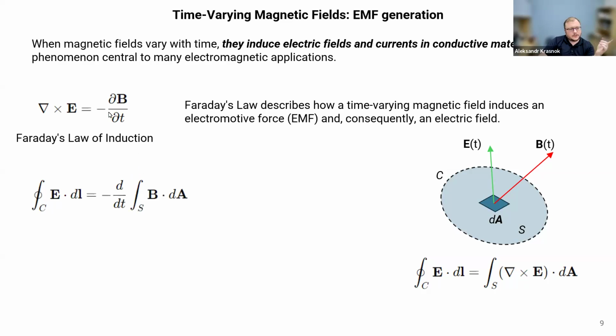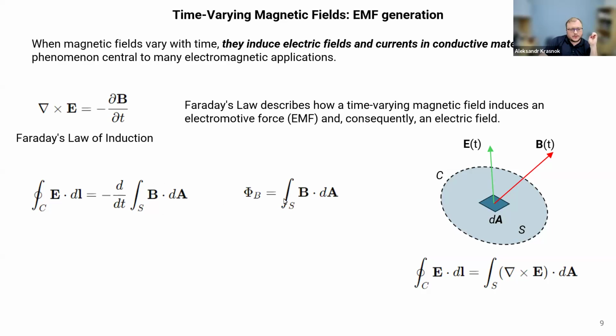And the right-hand side is the integral of the partial time derivative of B. We can exchange the time derivative and the integral, because they work with different variables, right? The integral runs over the coordinates, and the time derivative acts on the time variable. So we can exchange them, and as a result, this equation is rewritten in this integral form.